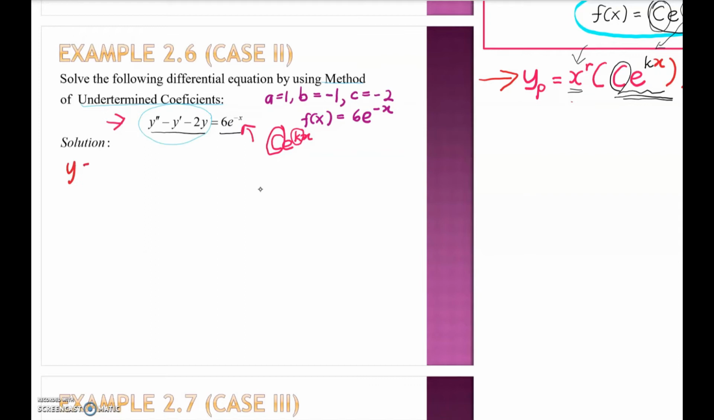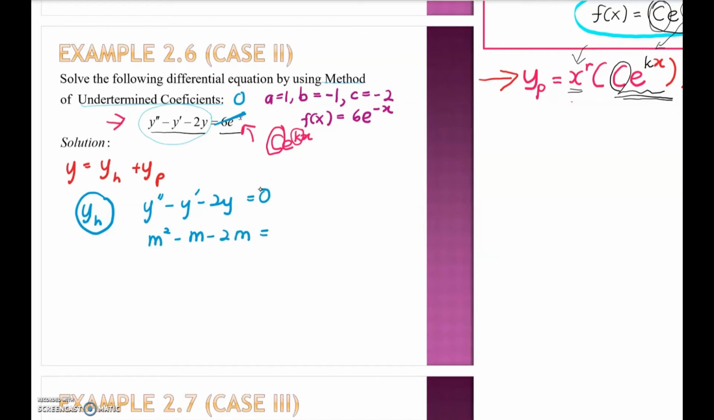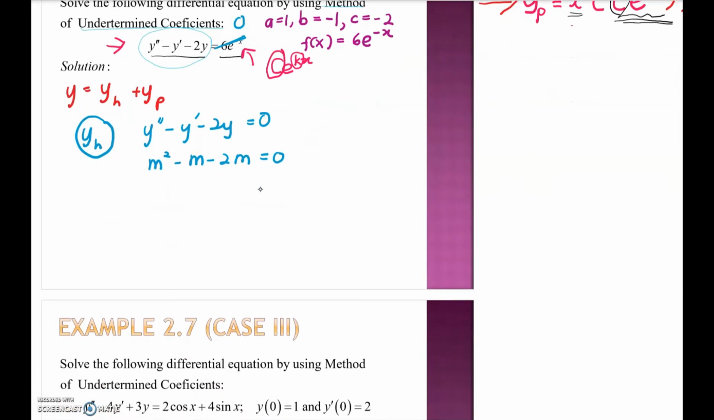So the solution would be y equals yh plus yp. We need to start finding the solution with yh. For yh, we must equate our f(x) to 0 first, and then we have y double prime minus y prime minus 2y equals 0. Then we need to transform it into the characteristic equation first before we try to find the roots and the solution of the homogeneous equation.